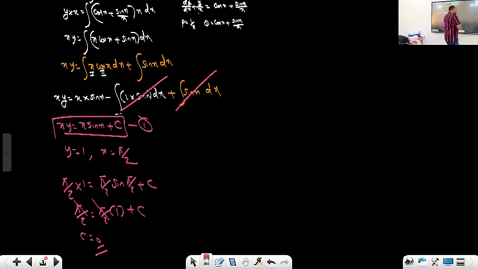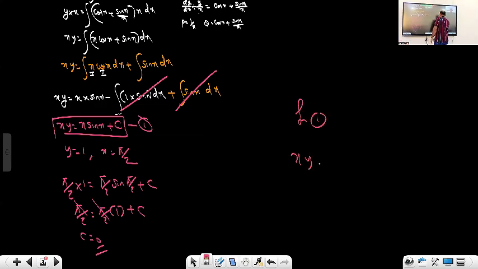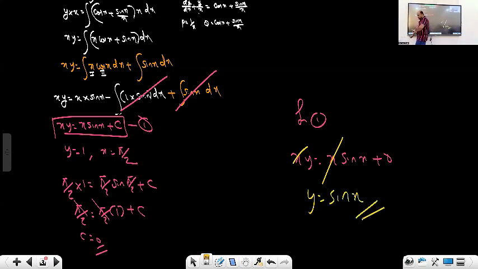Got it? From 1, xy equal to x sin x plus 0. What can we cut on either side? x we can cut. y equal to sin x is the required particular solution.